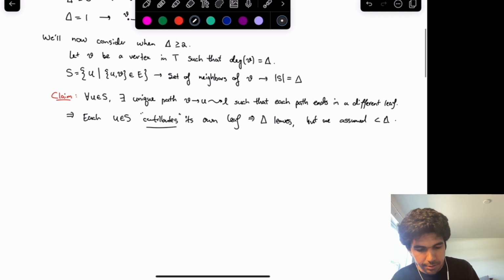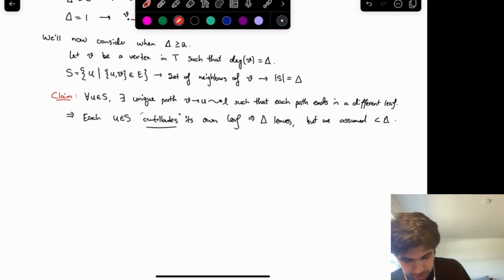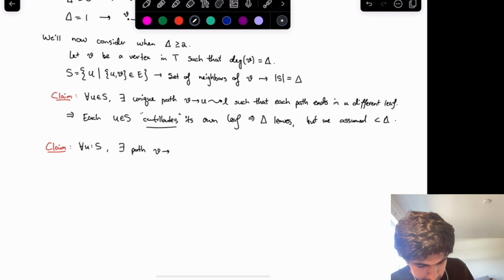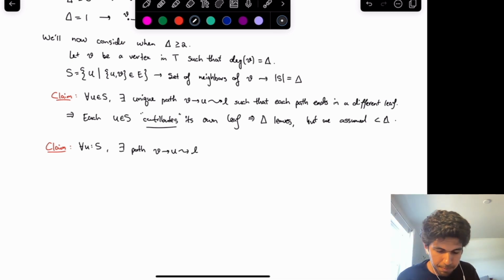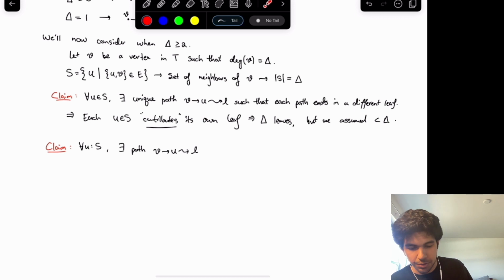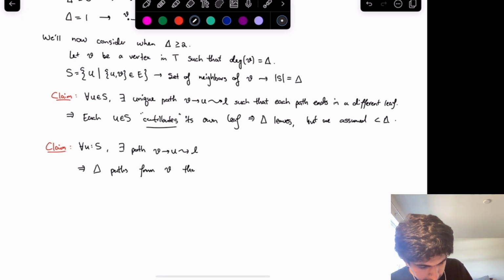Alternatively, I think we can avoid going about this claim and instead just prove a weaker claim. A weaker claim would be: for all U in S, there exists a path, or suppose a unique path, since it's a tree, that goes from V to U that ends in a leaf. If we were to prove that such a path exists, we're going to disregard the fact about them ending in different leaves, and that will be proven later. Then we have delta paths from V that end in a leaf.